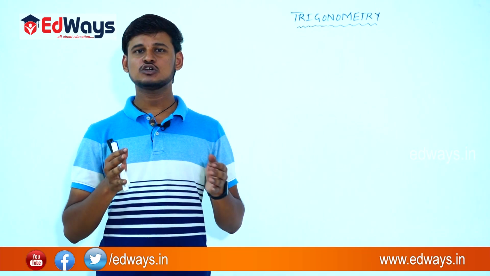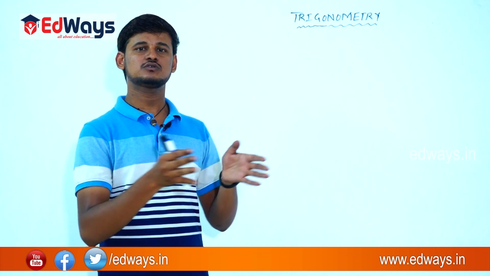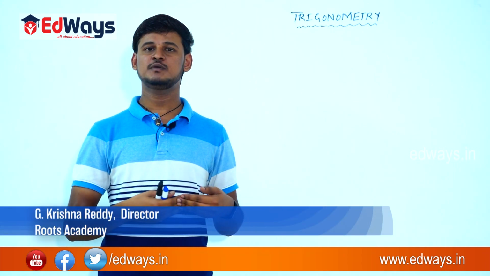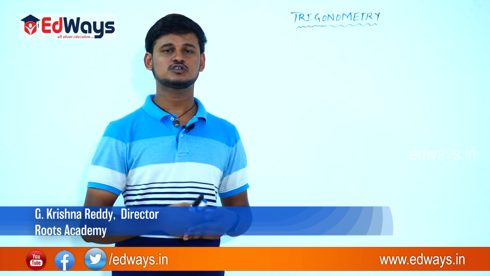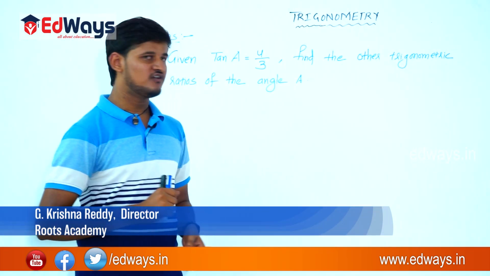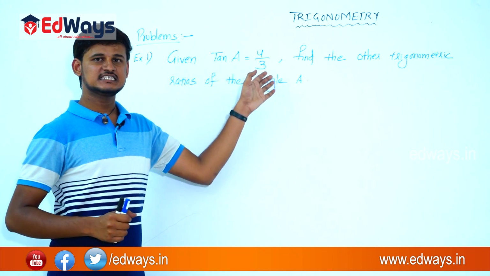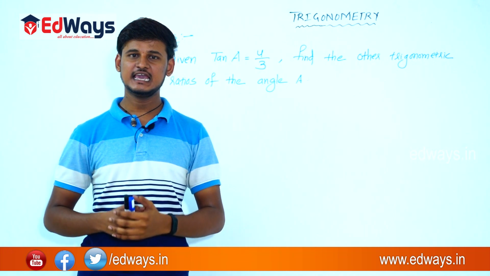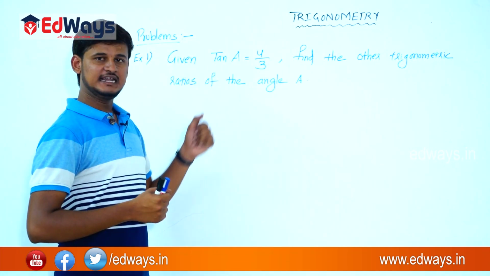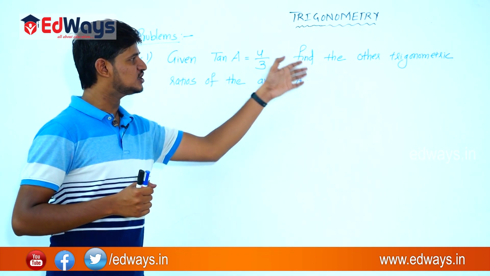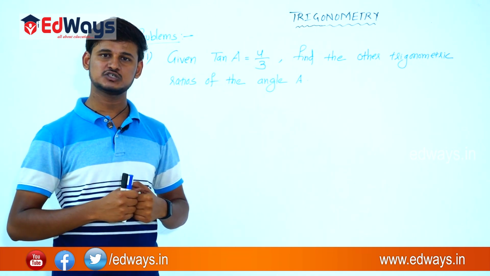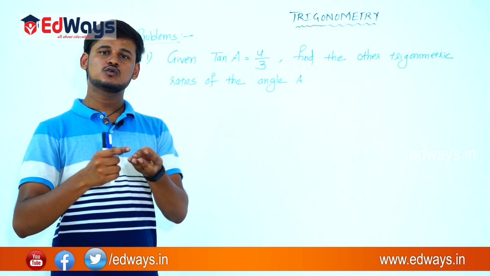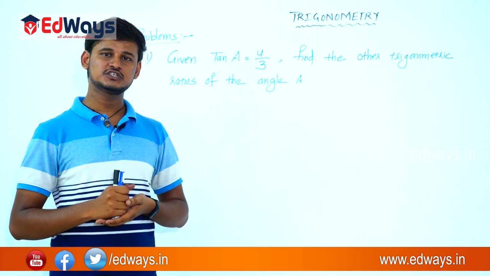So now let us solve some problems based on this topic, like trigonometric ratios and relationship between trigonometric ratios. We will solve some problems. Example 1. Given tan A is equal to 4 by 3, find the other trigonometric ratios of the angle A. So that means they gave tan A, we have to find the remaining trigonometric ratios. What are the remaining trigonometric ratios we have? Sine, cos, tan is already given, cosecant, secant, cot we should find.